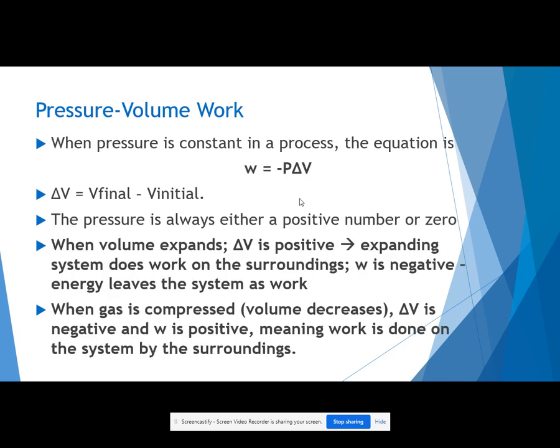Okay. So when pressure is constant in a process, the equation is W equals negative P delta V. Remember, this little triangle means change. So delta V is the final minus initial. And pressure is always either a positive number or 0. So down here, I wrote down two things that you can write down.